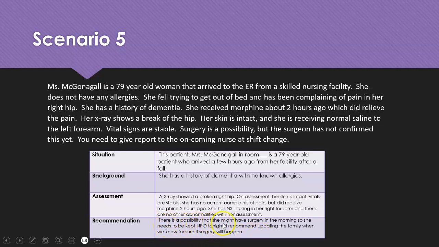There is a possibility that she might have surgery in the morning, so she needs to be kept NPO tonight, which means nothing per oral cavity. That's what NPO means: you don't give her anything for food or drink, nothing by mouth. I recommend updating the family when we know for sure if surgery will happen. And that is how you give a report.